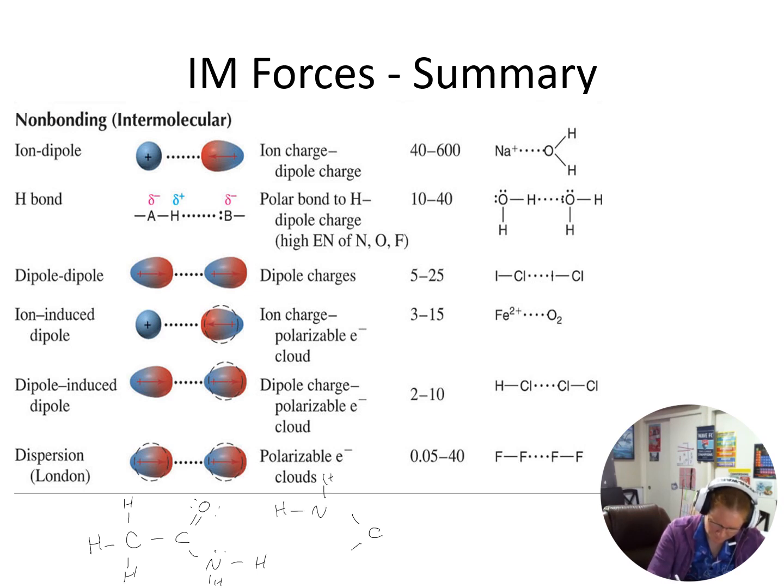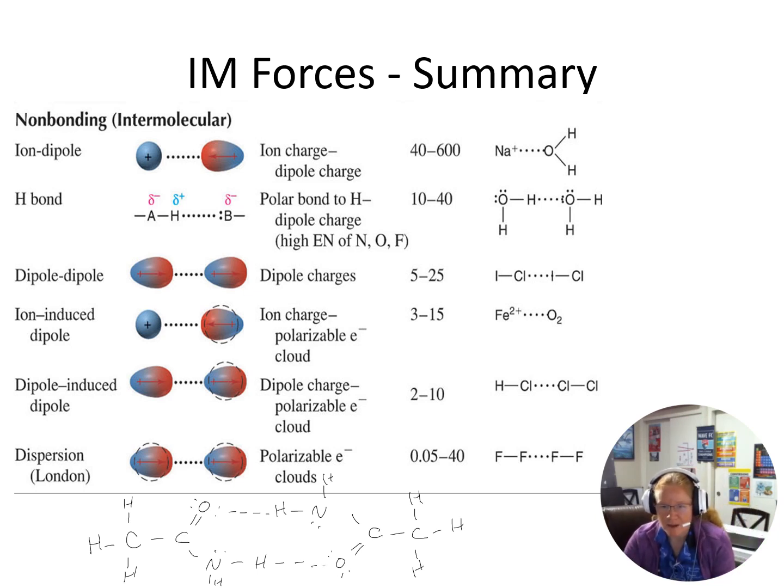So I can get a hydrogen bond here and a hydrogen bond there. I could also get a hydrogen bond between one of those hydrogens that's on the nitrogen and one of the nitrogens as well. Okay, so we get hydrogen bonding that looks like that.